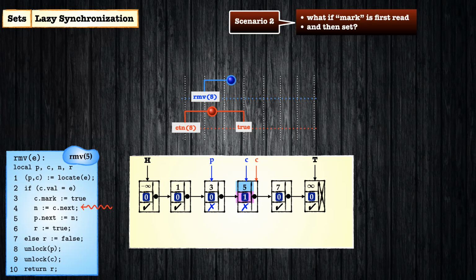It will delete the cell logically by defining n, and then redirecting the next of the p pointer here. And then we return true because we have been successful. Unlock the cells as usual, and then return R, which is true.